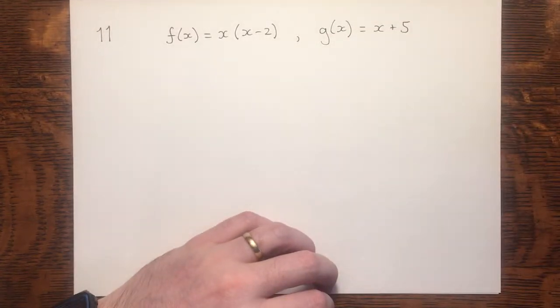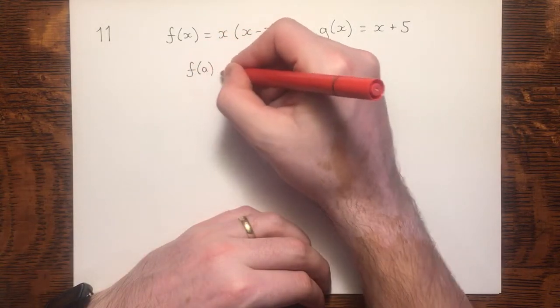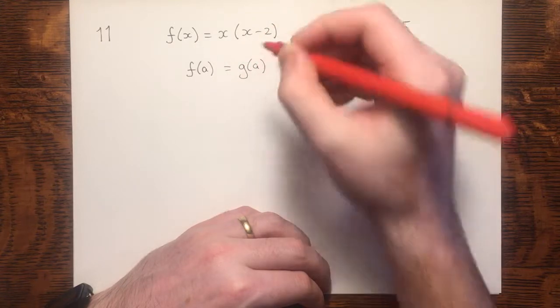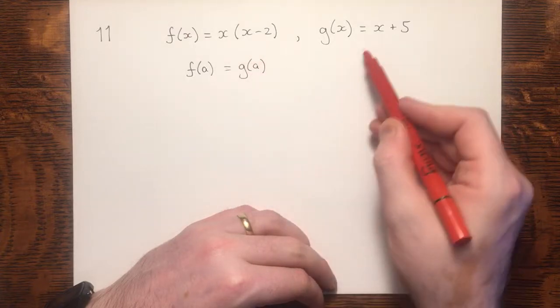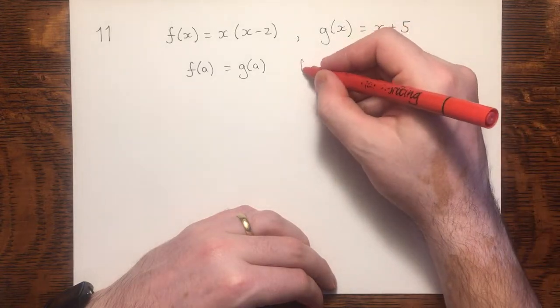We are told a number of things. We're told that f of a is equal to g of a. So there's a value a which, when substituted into here and substituted into here, gives us the same answer. Our job is to find a.